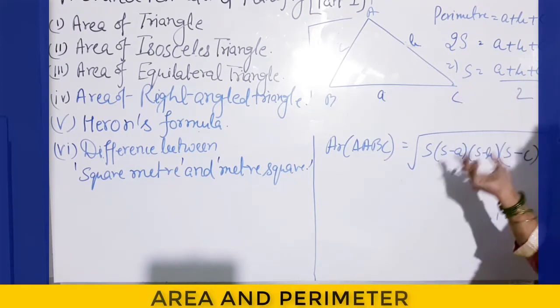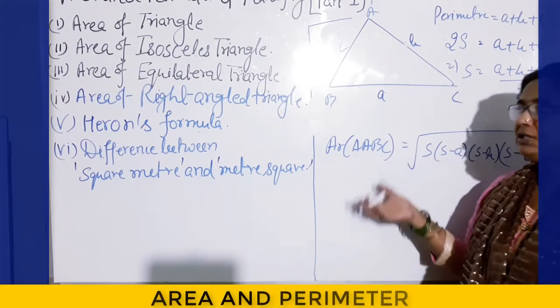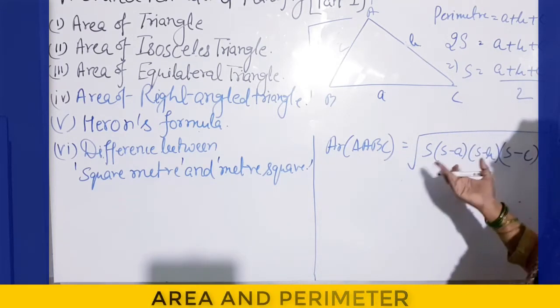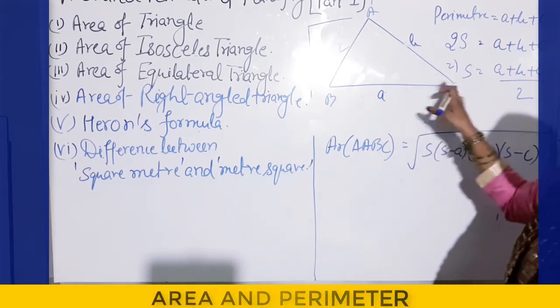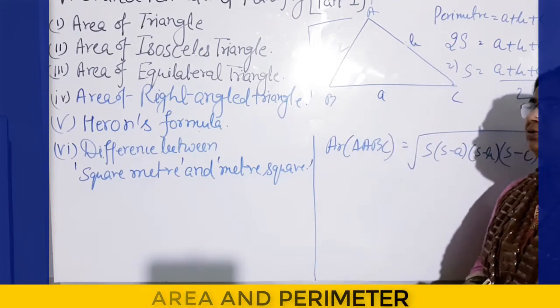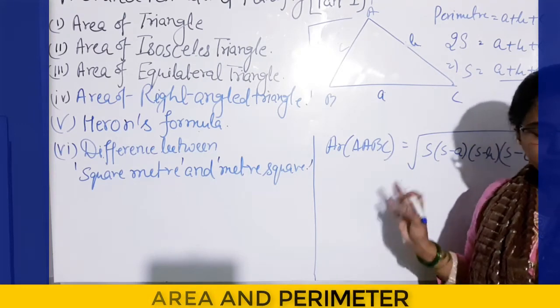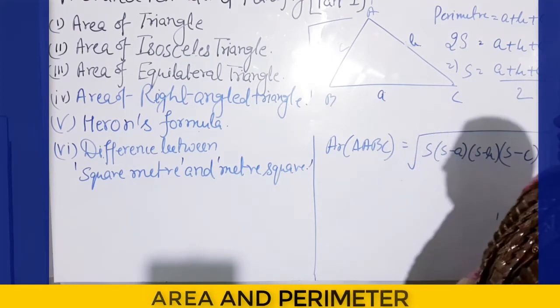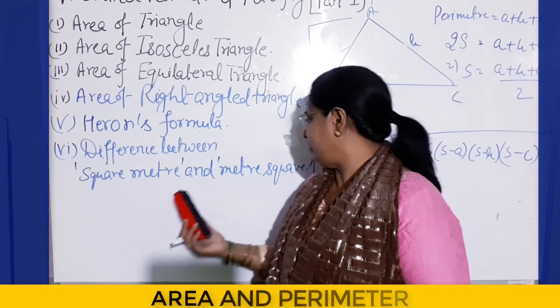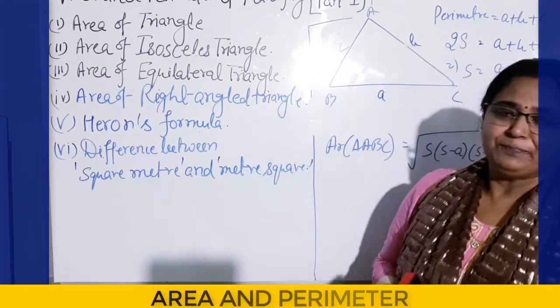If all sides are given, whether it is isosceles, equilateral, or a right triangle, what is this? That is not needed. For any type of triangle, if its sides are given, we can easily find the area by Heron's formula.